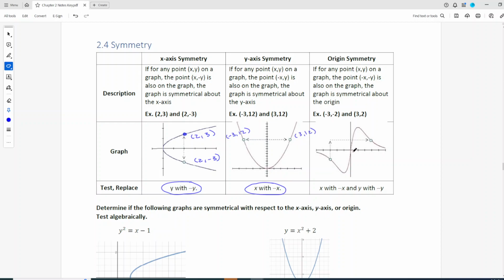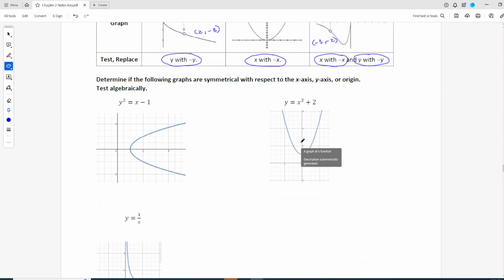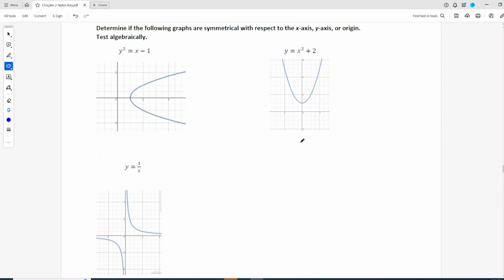That means you're symmetric about the origin, so you can be in quadrant 1 and then in quadrant 3, or quadrant 2 and quadrant 4. But what it is that if you have a point like (3, 2), you'd have a point at (-3, -2). Or if you had a point at (-3, 2), you'd have a point at (3, -2). So to test for it, you replace the x with -x and the y with -y and make sure that you get the same function values. So what we're going to do is just test these three. We are determining if these graphs are symmetrical with respect to the x-axis, y-axis, or origin, and we're going to test that algebraically. So looking at this first graph, can you tell?